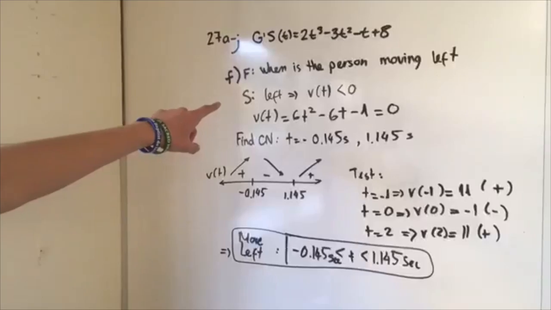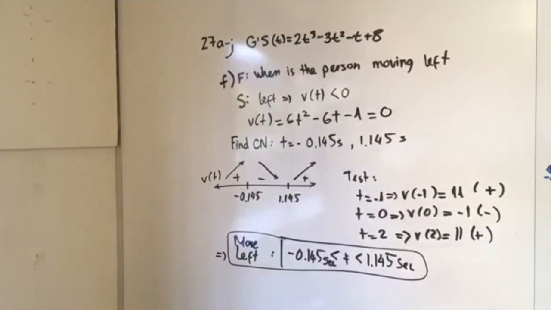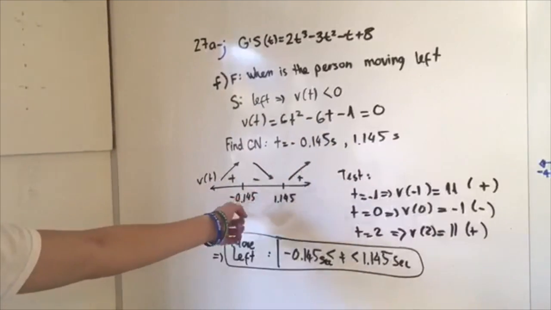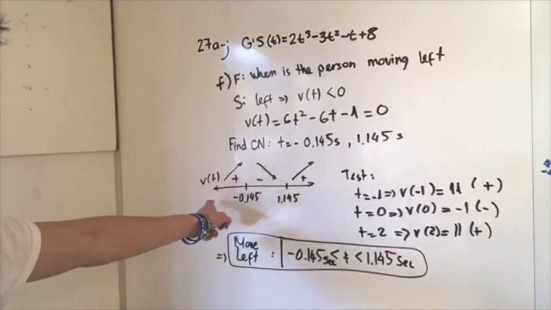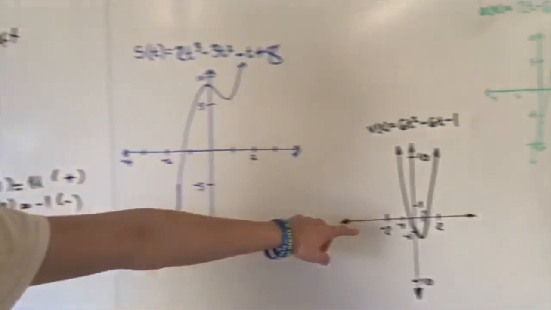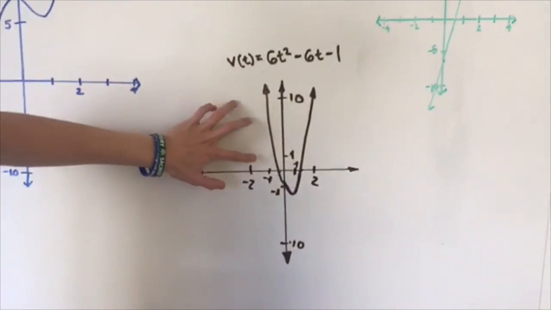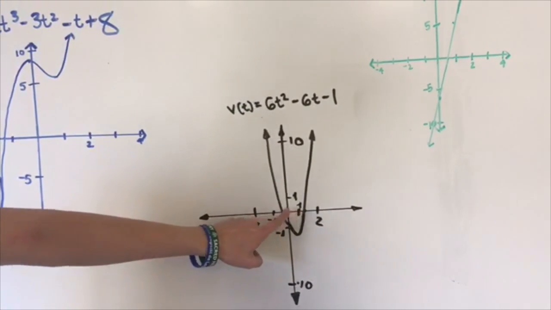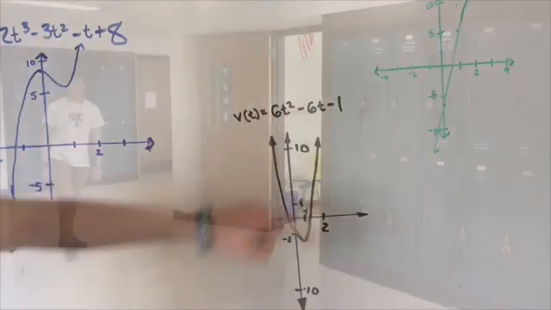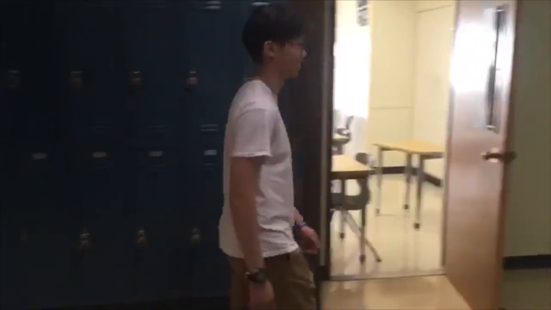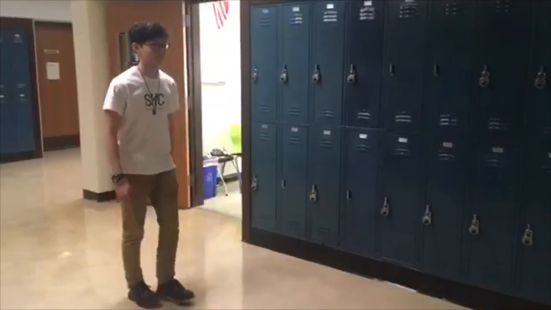For this one, we have to find when the person is moving to the left. Doing so, we know that velocity is less than 0, and finding the critical numbers, we can graph this out, and it's positive, negative, and positive. On the graph, you can see it's right here. Before this point is positive, and then between these 2 points, it's negative, and then it's positive again. This is the part of going to the left, in the negative direction.